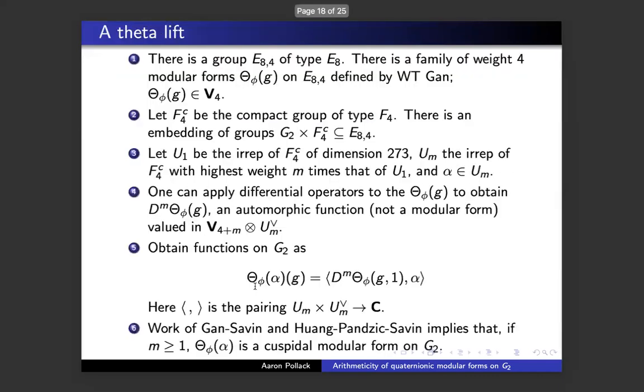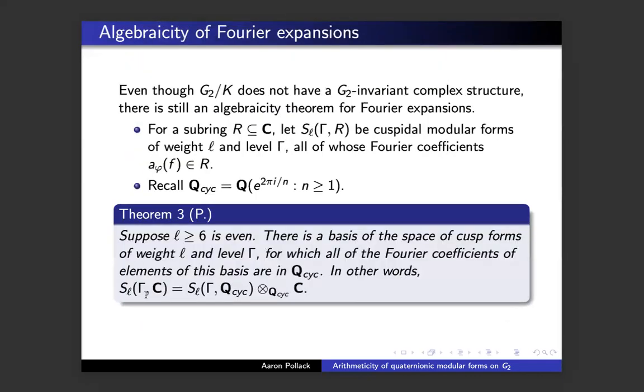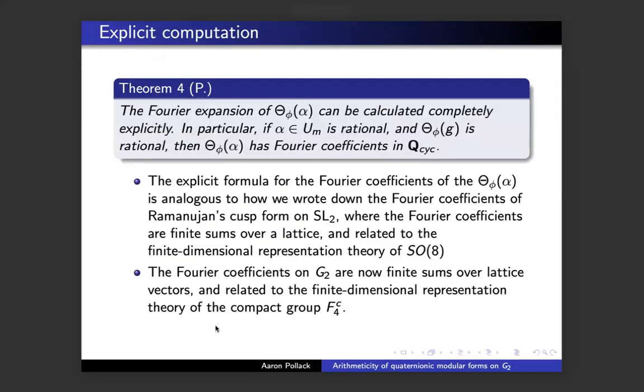So in order to prove the algebraicity theorem, this theorem 3, it'll suffice to prove that all of the cusforms on G2 of weight 4 plus M arise from this process of theta lifting from F4. Okay, because again, I can control the Fourier expansion of everything that's a theta lift from F4. So if I can just prove that everything on G2 is a theta lift from F4, this compact group of type F4, then I'll win.